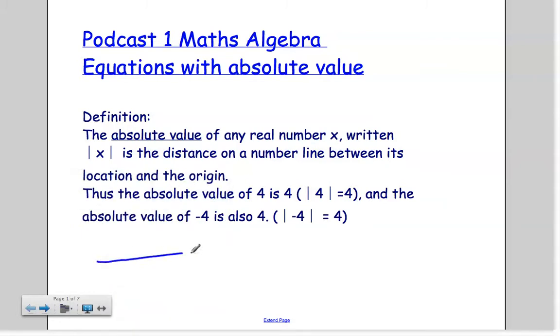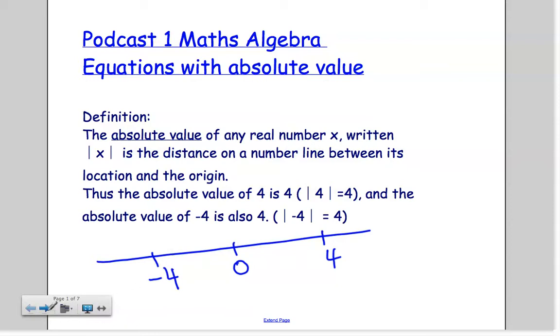We have to think of a number line. There's 4, there's minus 4. And both of them are 4 units away from the origin. So they both have an absolute value of 4.